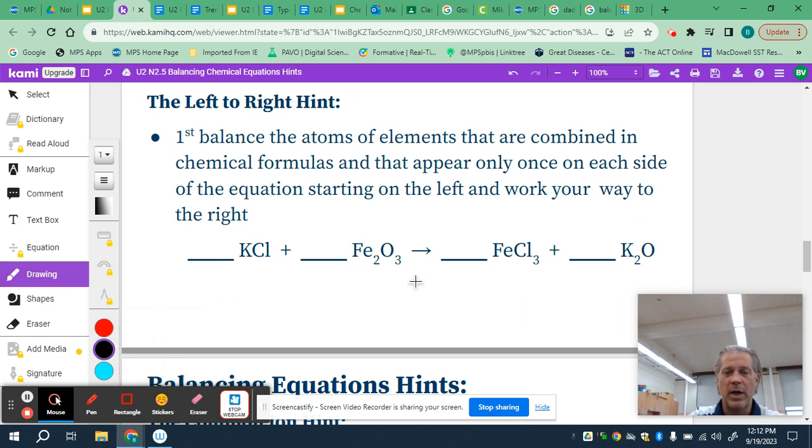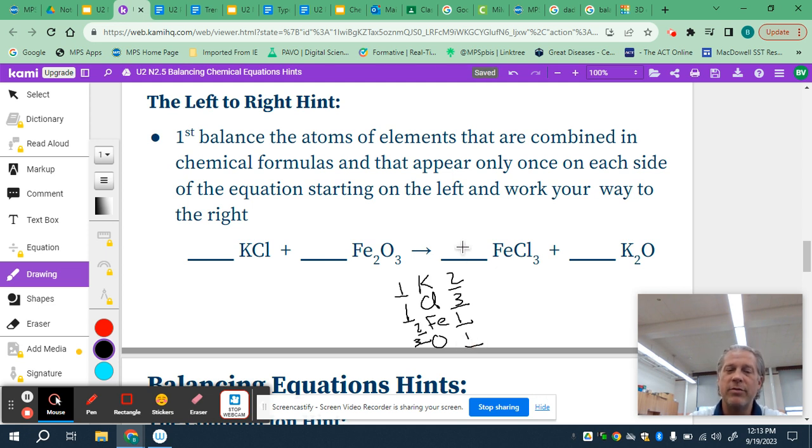So as above, I have K, I have Cl, I have Fe, and I have O, okay? So on the left side, there's nothing behind the K, so there's 1. There's nothing behind the Cl, so I have 1. There's a 2 behind the Fe, so I have 2. And there's a 3 behind the O, so I have 3. On the right side, there's nothing behind the Fe, so I have 1. There's a 3 behind the Cl, so I have 3. There's a 2 behind the K, so there's 2. And then there's nothing behind the O, so there's 1.